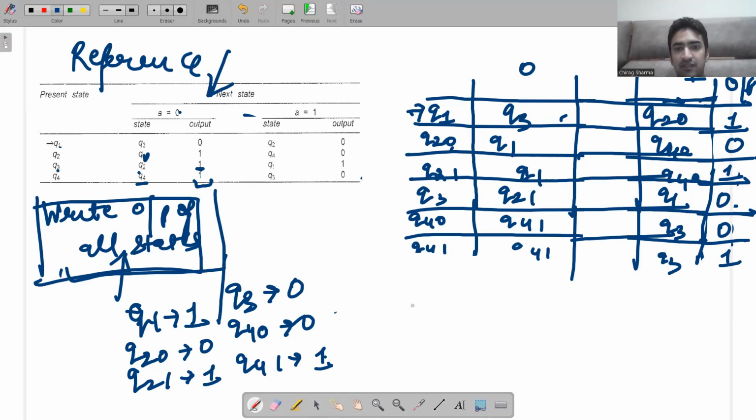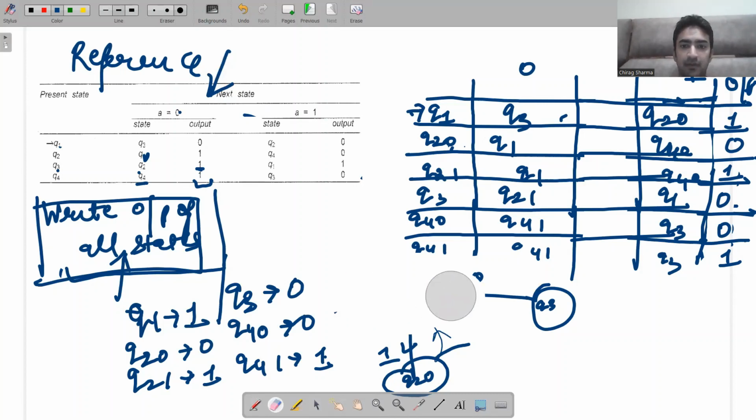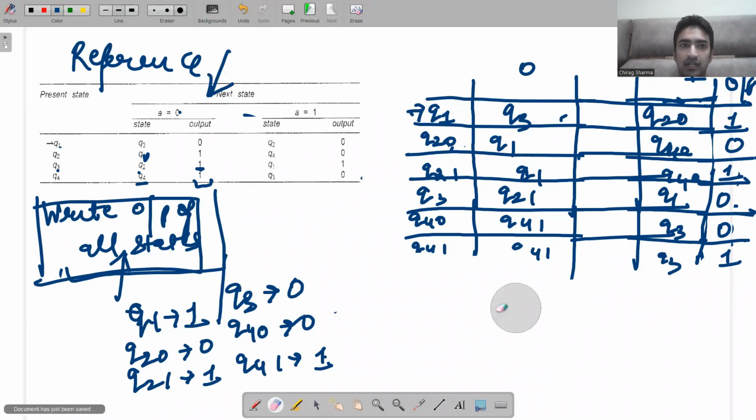And how can you construct it? It's very simple. You can clearly write Q1 when it is given 0, it goes to Q3, right? Similarly, Q1 when it is given 1, it goes to Q2 0. I'll just create the diagram again, just a minute, to make sure that everybody can understand. I start the diagram again.